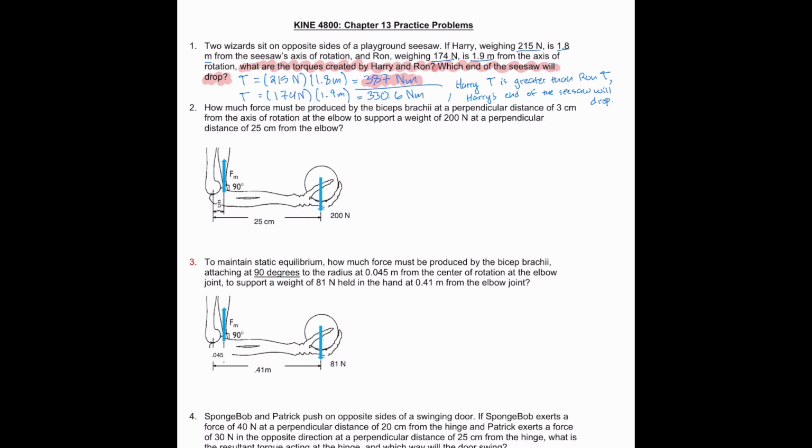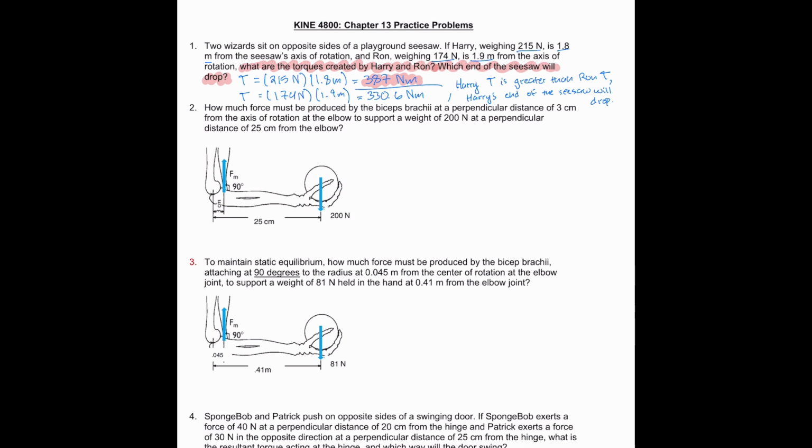All right, so moving on to question number 2. This one is asking us how much force must be produced by the biceps brachii at a perpendicular distance of 3 centimeters from the axis of rotation at the elbow to support a weight of 200 newtons at a perpendicular distance of 25 centimeters from the elbow.